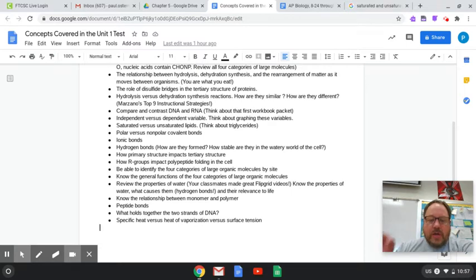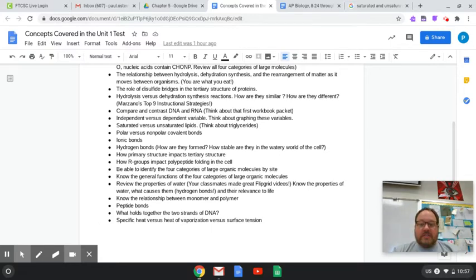Monomers and polymers. Monomers are small molecules, and then when they're linked together by covalent bonds, they can form these polymers. Peptide bonds are a specific type of covalent bond between amino acids. An amino group of one amino acid covalently bonds with the carboxyl group of another amino acid.